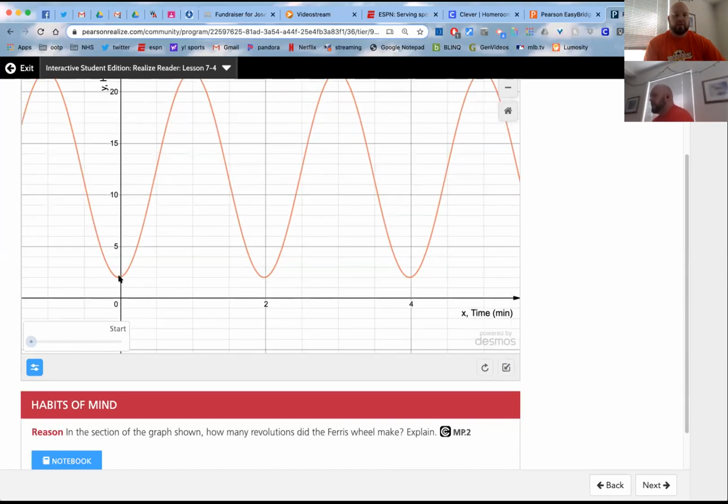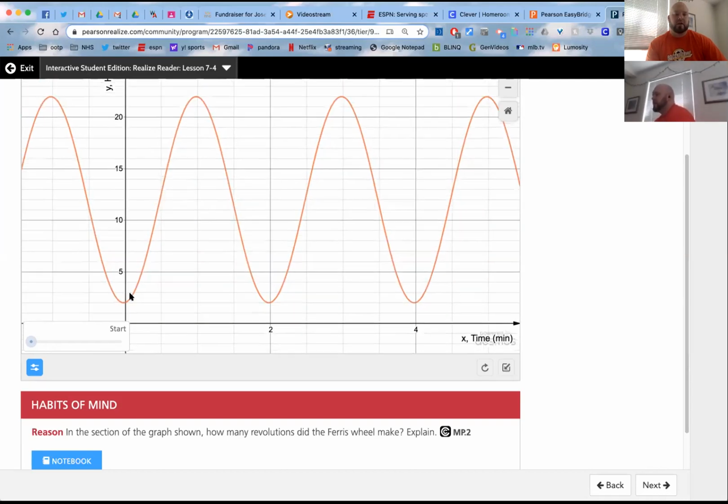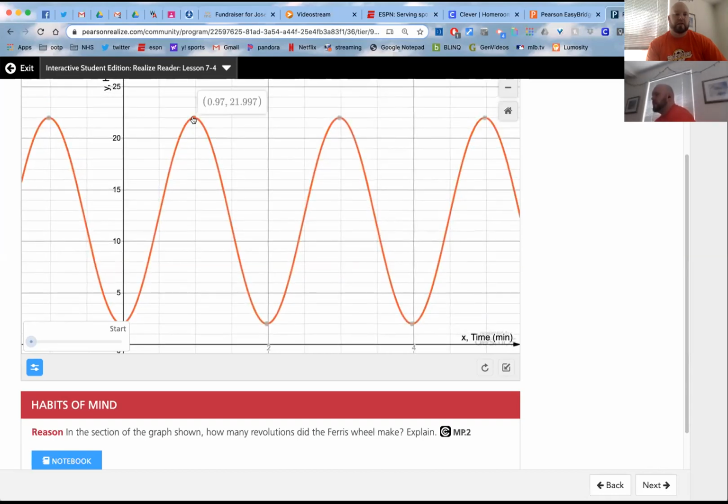Here we have 0 time. This rider is starting about 2 feet off the ground. So the Ferris wheel car is sitting 2 feet off the ground. And as the car moves, it reaches a maximum height of, let's see, about 22 feet. So we're starting at 2 feet, we're going up to 22 feet. So if I want to go twice as high, well, twice 22 is 44.